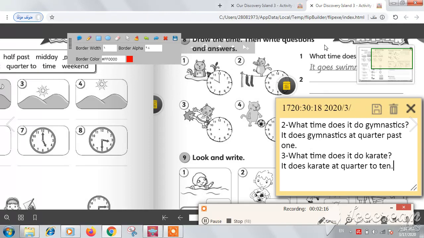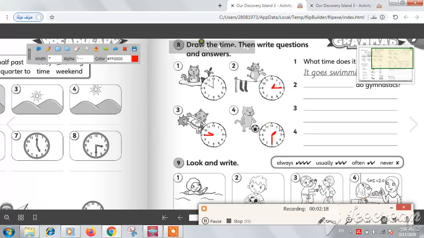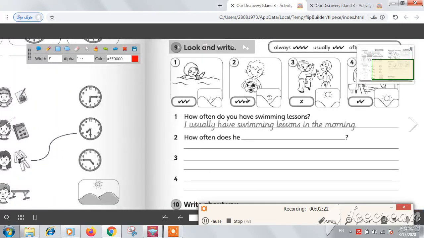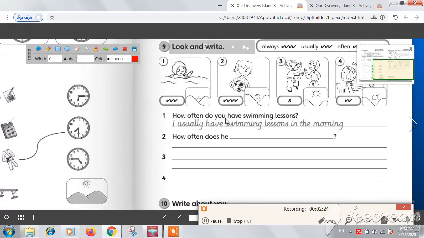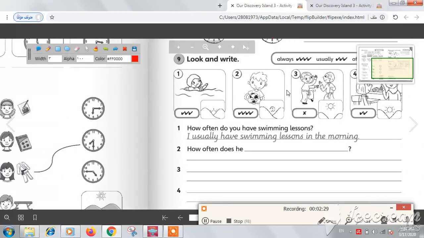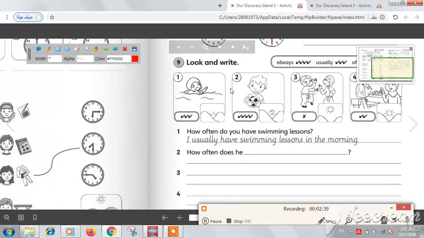Okay, so let's go to the other part here. This is about adverbs of frequency. We talked about adverbs of frequency in the previous video. So here we have to look at the pictures and write.